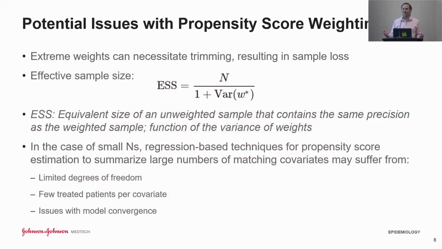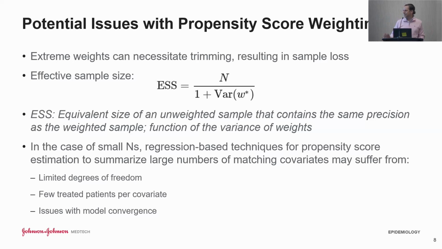There's also this notion of the effective sample size. Whenever you apply a weight, it reduces the precision of your estimates, and it makes it such that your actual sample size is not effectively equal to what it looks like. So the definition of the effective sample size is that it's the equivalent size of an unweighted sample that contains the same precision as the weighted sample, and this is a function of the variance of the weights. So if you have extreme weights, high variance, that means lower effective sample size.